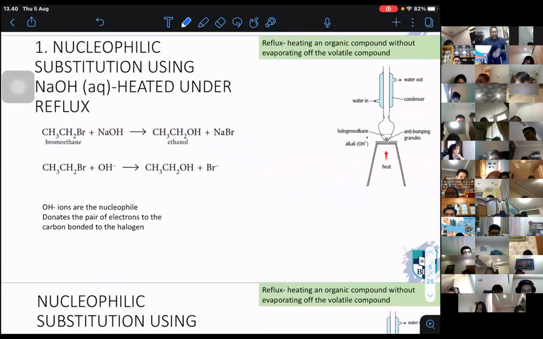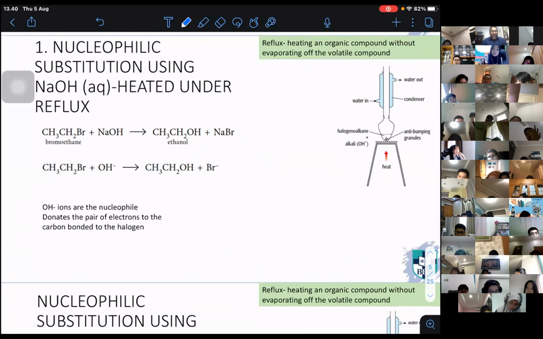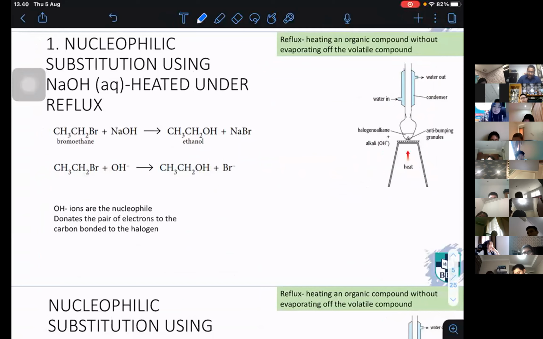The first reaction, because just now I told you, you have this nucleophilic substitution reaction. The first reaction that I'm going to discuss is using sodium hydroxide, which is heated under reflux. You need to know what is heated under reflux, and you can see the notes that I've written. Reflux is heating an organic compound without evaporating off the volatile compound. Volatile means they can change into gas easily.